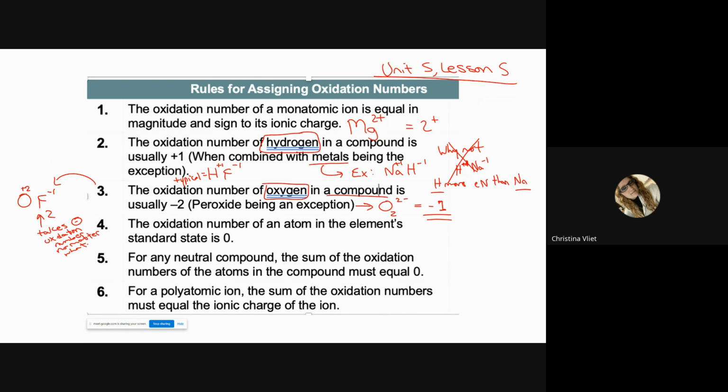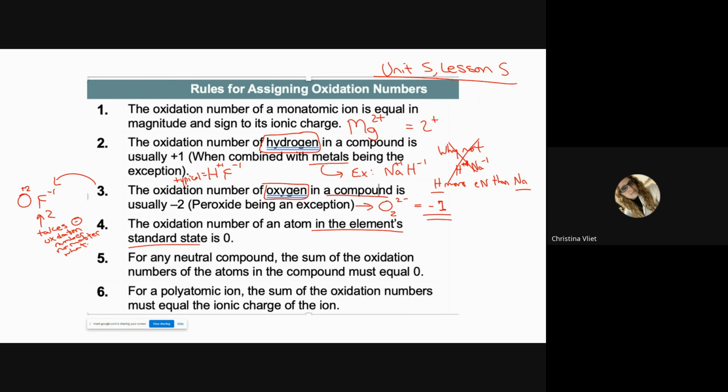All right, number 4. This is the one y'all gonna be upset about, but you know what? Oh well. Memorize your standard states. I told you this 100 times by this point. The oxidation number of any element in its standard state is, guess what? 0.